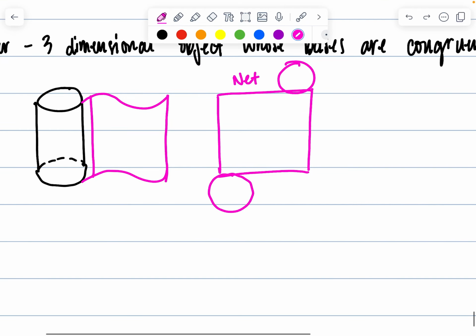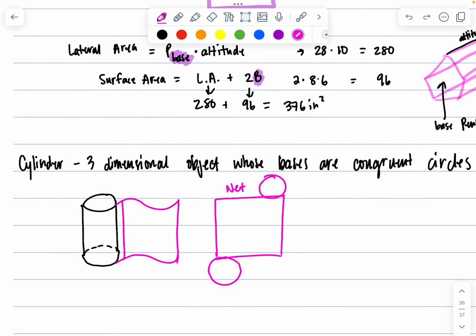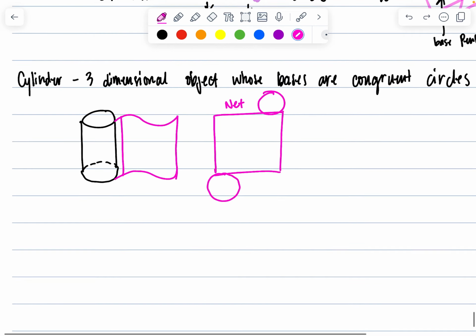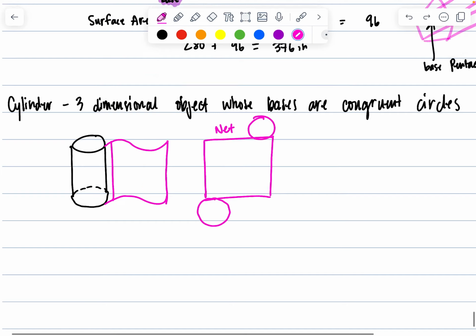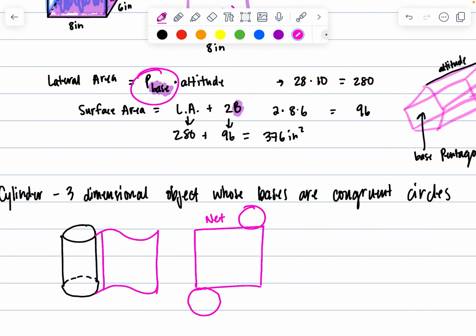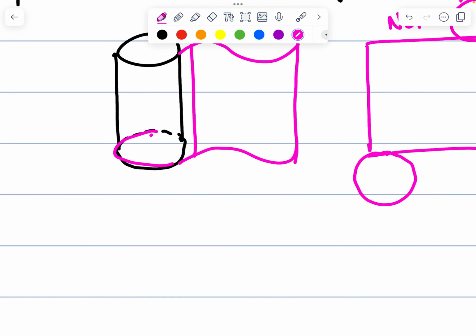Now, the nice part about this is it follows the same general idea as a rectangular prism. If you remember, our surface area equation for a prism is lateral area plus 2 times the base. In this case, we could do the same thing. To find the lateral area, we just need to take the perimeter of the base times the altitude. In this case, the perimeter of the base is a circle, and the perimeter of a circle is just the circumference.